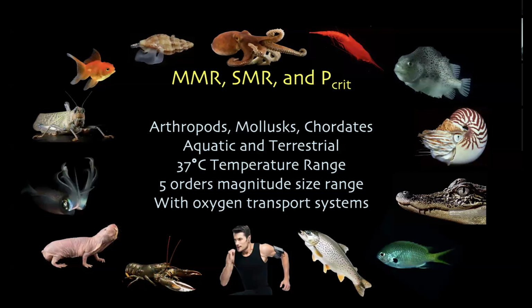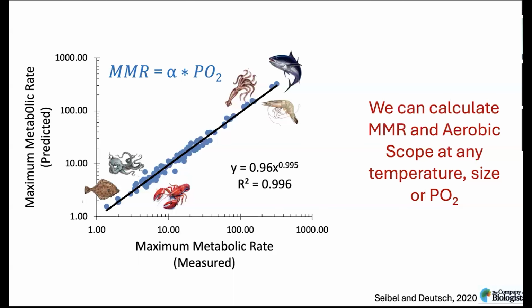So to test this, I went to the literature. This was work published in 2020. So this was my COVID project for the most part. But we gathered data for arthropods, mollusks, chordates, anything with a relatively well-developed oxygen transport system. Sorry, Sam, I don't think this works for echinoderms. Still testing that. We used aquatic and terrestrial species across a huge temperature and size range, and we gathered any species we could find that had these 3 metabolic traits measured at the same temperature. And we found about 50 species that qualified for that.